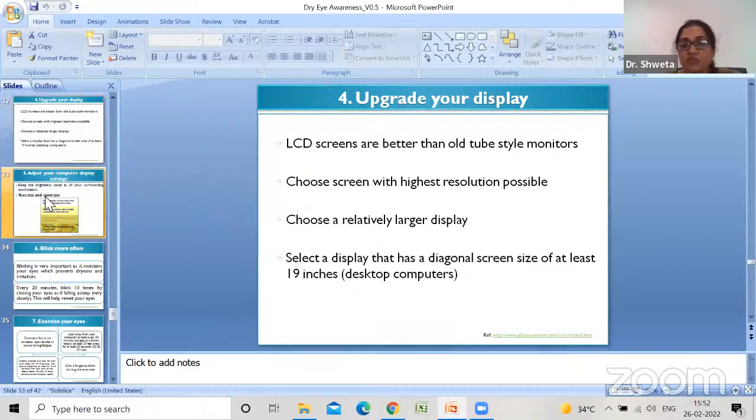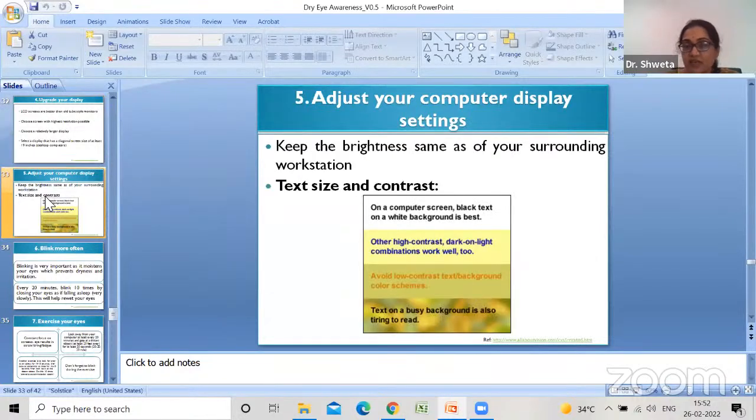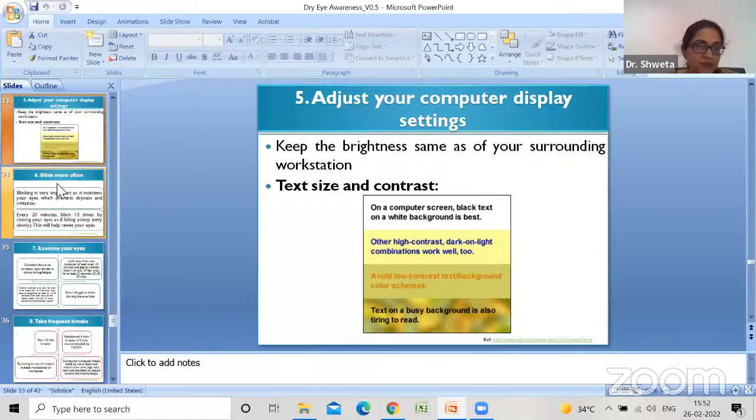Then contrast has to be adjusted properly. That is what I was saying. Neither the background nor the screen should be too bright or too dark. The lighting in the rest of the room and the lighting on your screen should be well balanced. If there is any window or any light in the room, preferably it should be from the side. And neither should the light fall directly on the screen, nor should it fall directly on the eyes of the person who is using the screen.